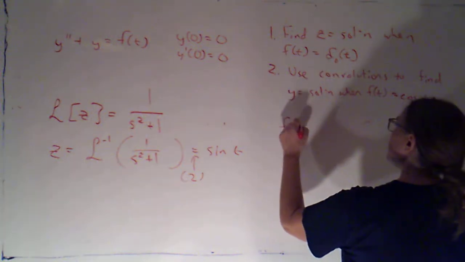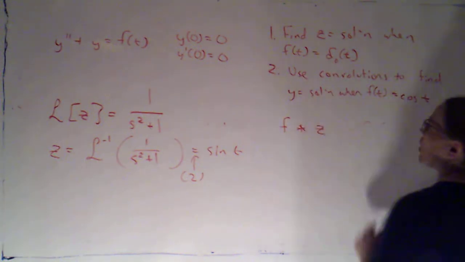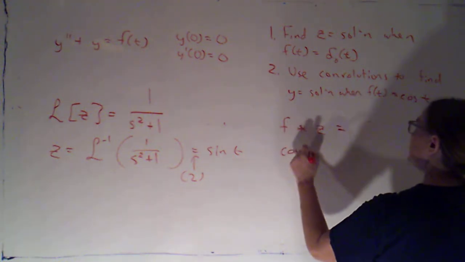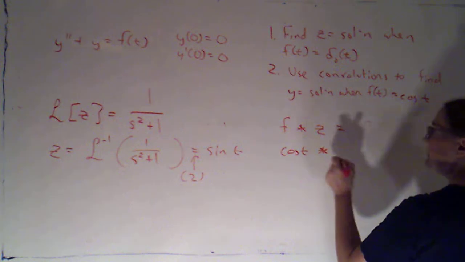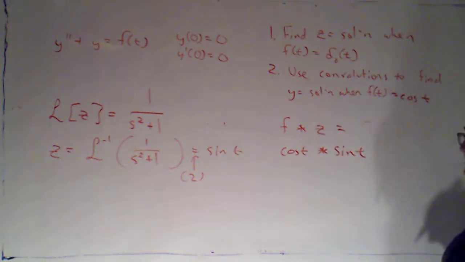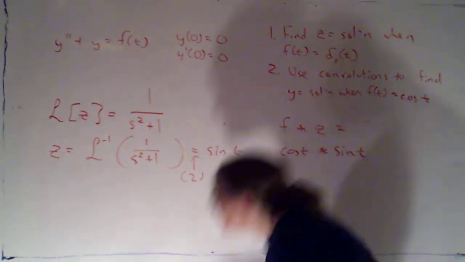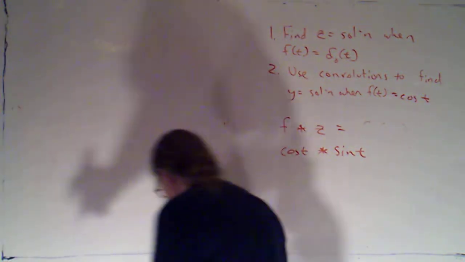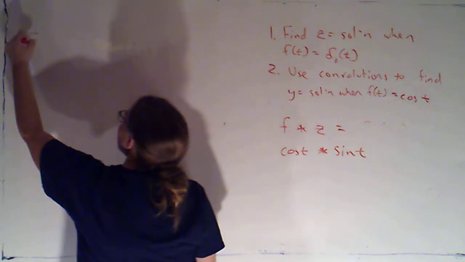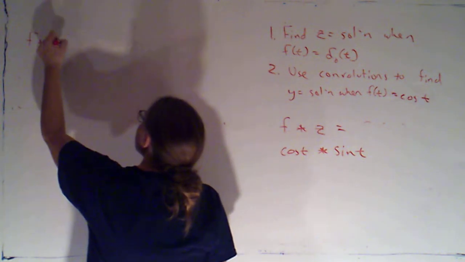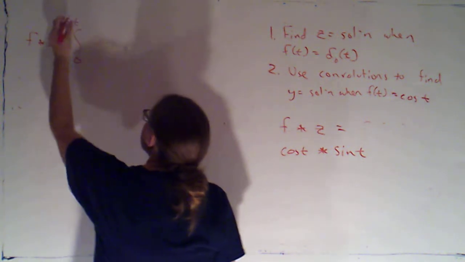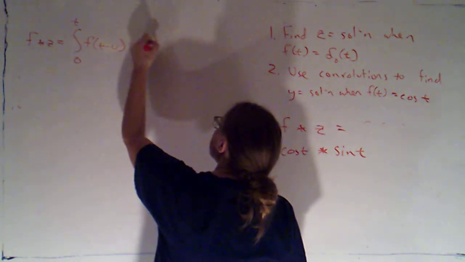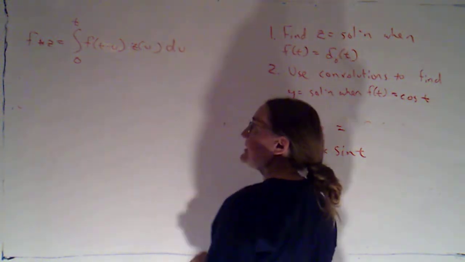and so now I'm ready to say, okay, so I need to calculate the solution here, which will just be f star z. So that's going to be cosine of t, that convolved with sine of t. So let me remind us what the formula for the convolution is. So if I'm looking at f star z, that's the integral from 0 to t of f evaluated at t minus u times z at u du.